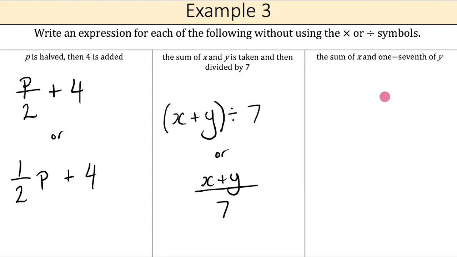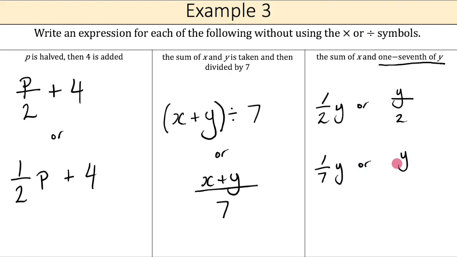Let's now answer the last question, which is saying the sum of x and 1/7 of y. Now, some of us might get a bit freaked out when we see 1/7 of y, but let's just take a step back and think of something a bit simpler. If they were asking me to find 1/2 of y, well, 1/2 of y would be simply 1/2 times y, or I could also write that as y divided by 2. That would be 1/2 of y. So in the same way, when they're asking me for 1/7 of y, I could write that as 1/7 times y, or y divided by 7. So that's really not that difficult at all.